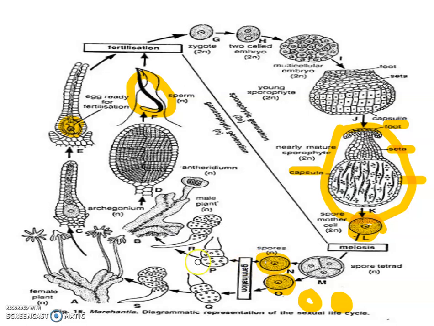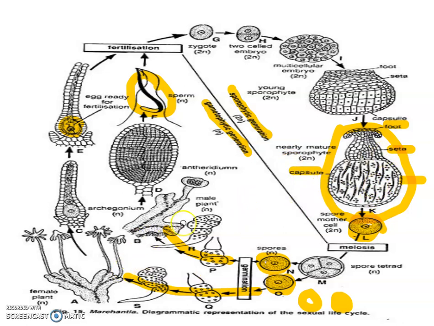Then some of these spores develop into male Marchantia, and some spores develop into female Marchantia. This cycle is called alternation of generation, because the sporophyte is 2n, and the gametophyte is haploid, with only one set of chromosomes, while in the sporophyte there are two sets of chromosomes. It is called sporophytic because the sporophyte develops here.